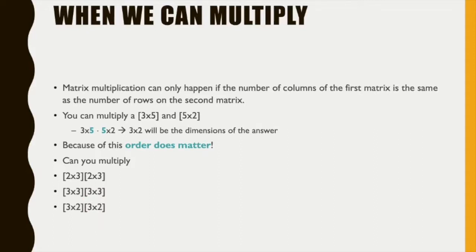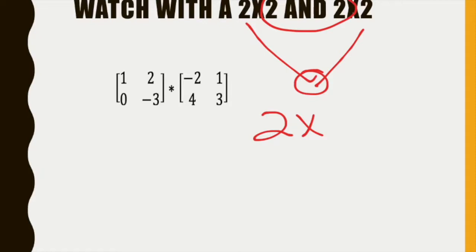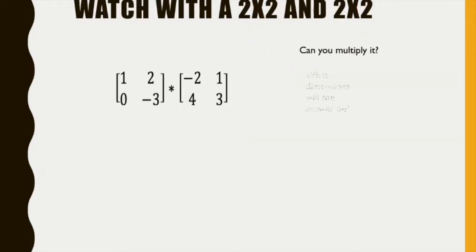The last one, a 3 by 2 and a 3 by 2. We cannot multiply these because these middle numbers are not the same. I want you to recognize that we could have added all of these matrices, but we can only multiply one of them. These two we can multiply. This is a 2 by 2 and a 2 by 2. The middle numbers are the same. And if our middle numbers are the same, then these outer numbers will give us the dimensions of our answer. So yes, we can multiply it, and the dimension of the answer will be a 2 by 2.